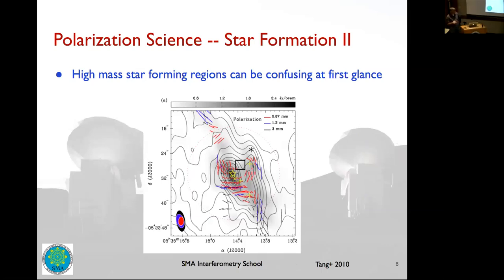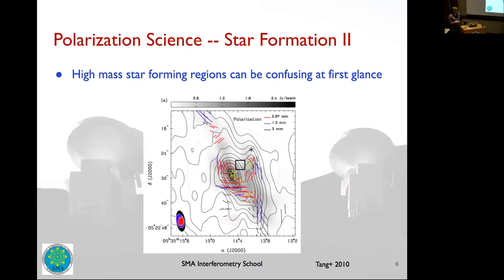And actually, this map shows the polarization vectors over at 3 different frequencies. And you'll notice that there's a 3 millimeter frequency and there's a 1 millimeter and the 0.87. Obviously, the SMA doesn't do 3 millimeters. Where do you think the 3 millimeter one came from? It came from BIMA. This was taken 25 years ago.